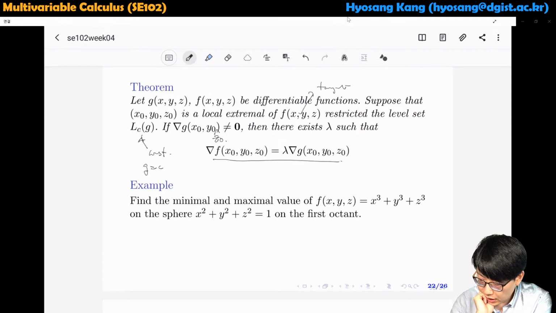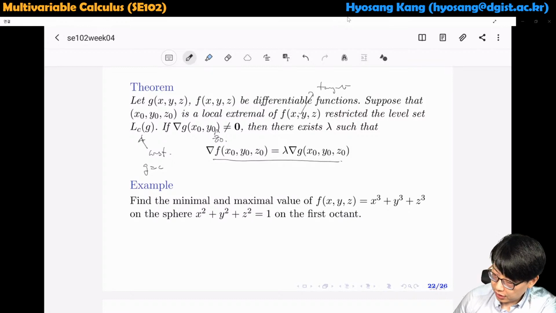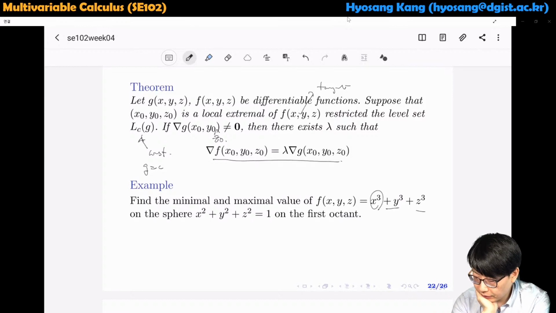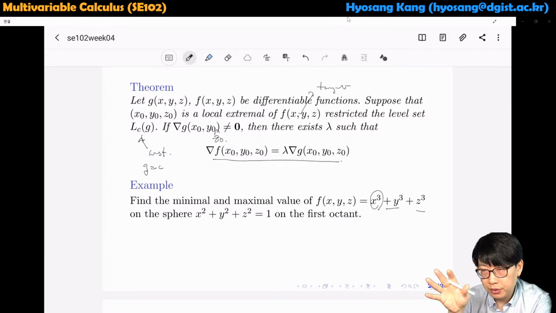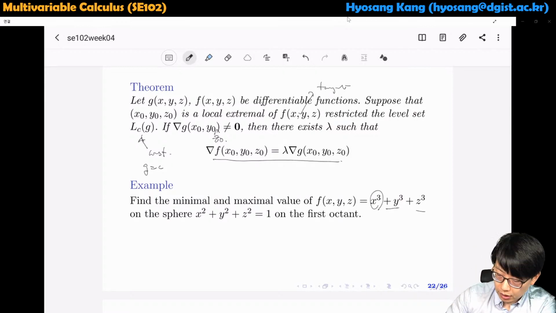So try to find the minimum and maximum value of function f, which is given by x cubed plus y cubed plus z cubed, not squared, on the sphere of radius 1 in the first octant. By the symmetry, there are other 7 octants, but we only want to look at the first octant, which means that x, y, z are all bigger than 0. So I want to give a picture here.